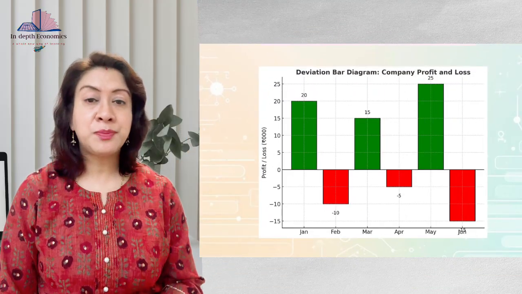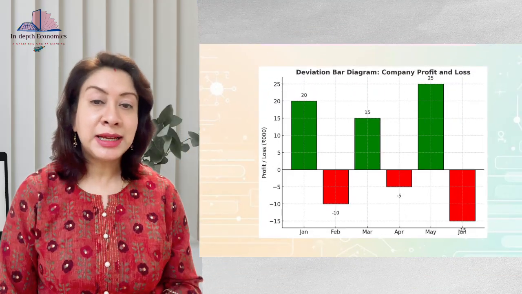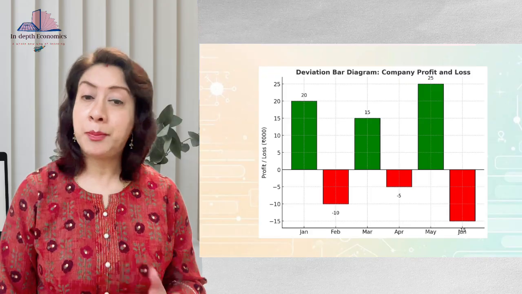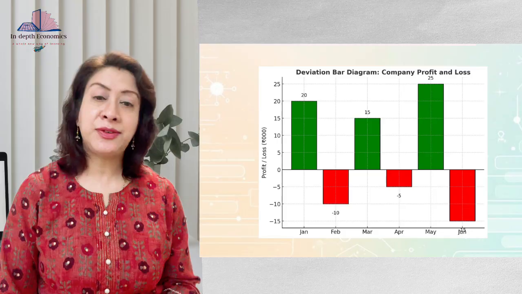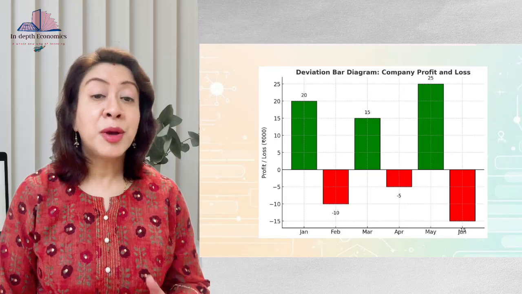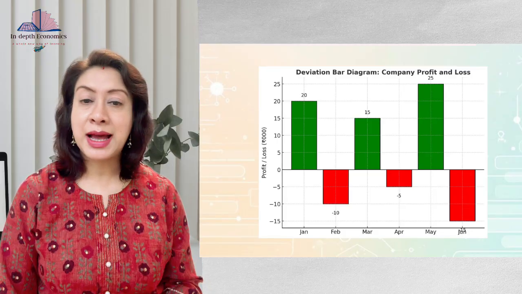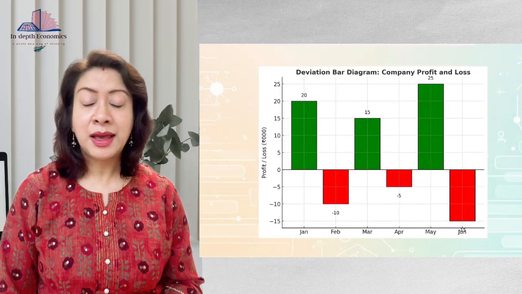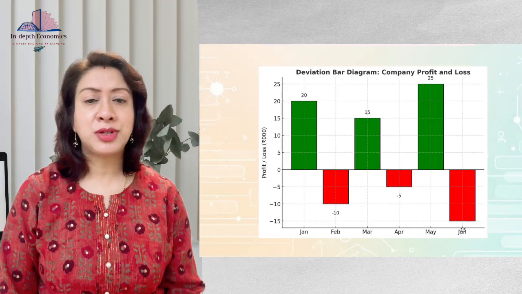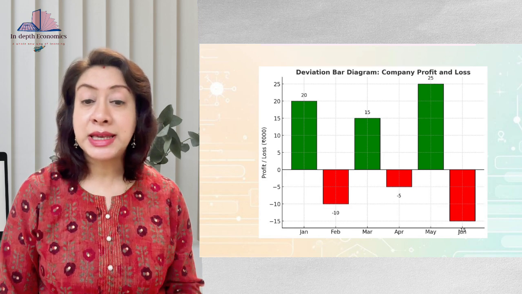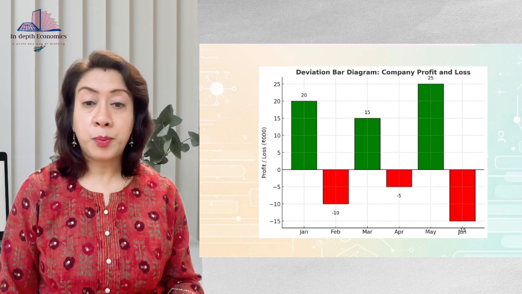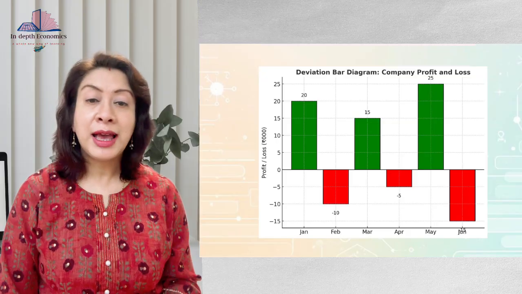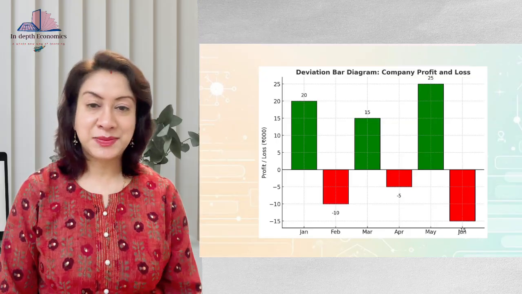So a deviation bar diagram helps us clearly show positive values in the form of bars above the baseline and negative values in the form of bars below the baseline. The baseline, which is usually 0, acts as the reference line. That's why deviation bars are so useful. They help us see the contrast like profit versus loss, gain versus fall at a single glance.